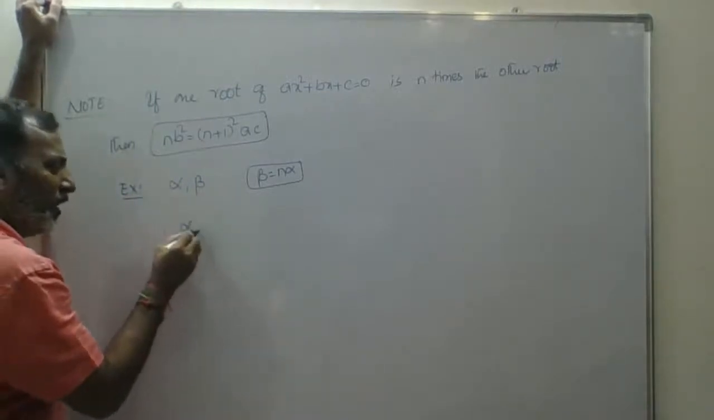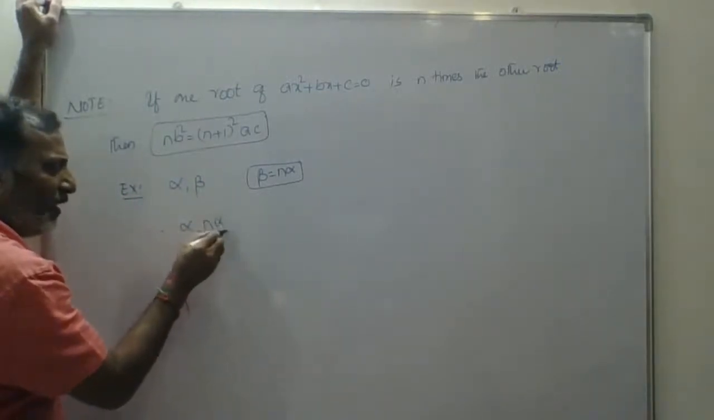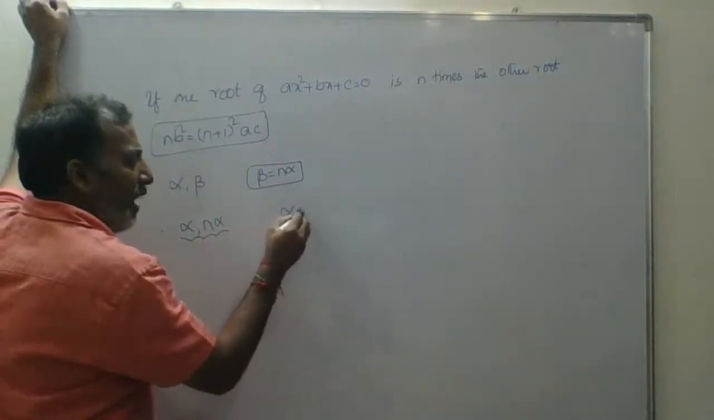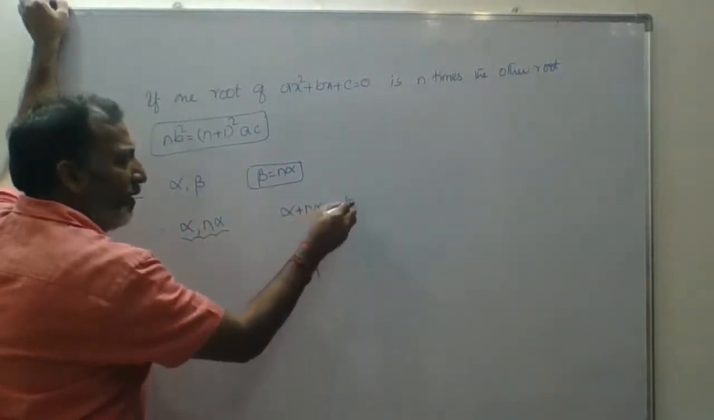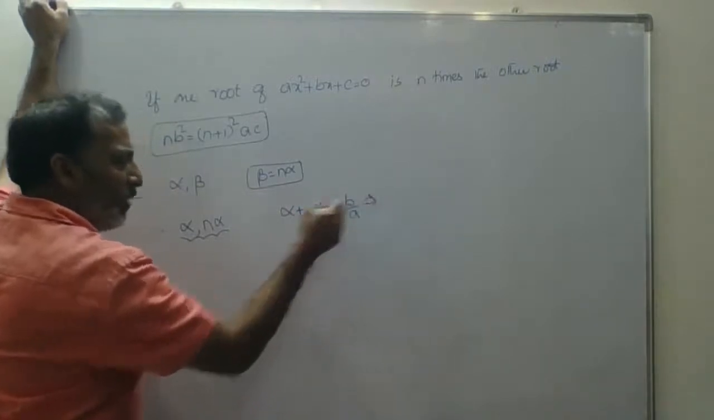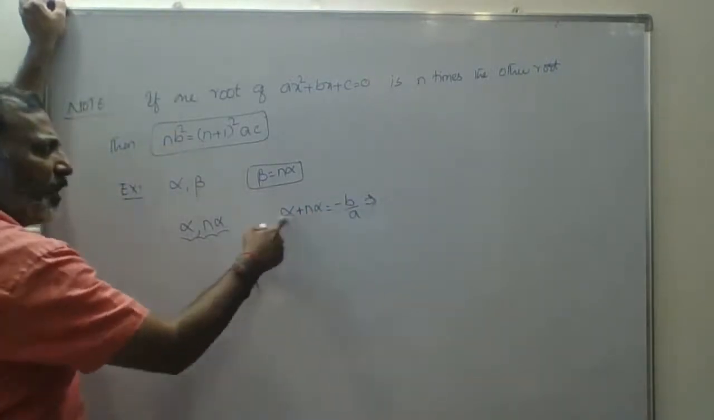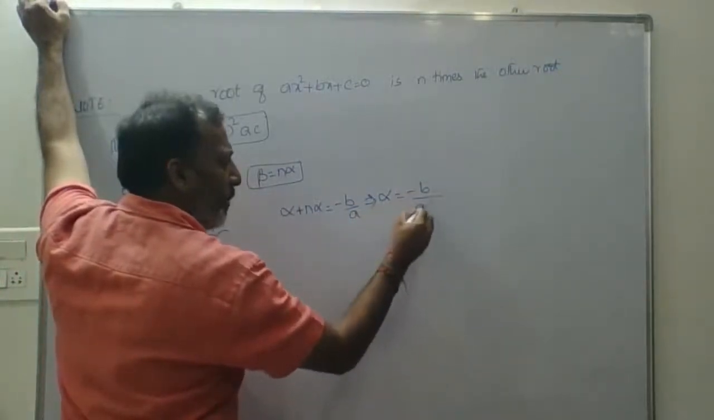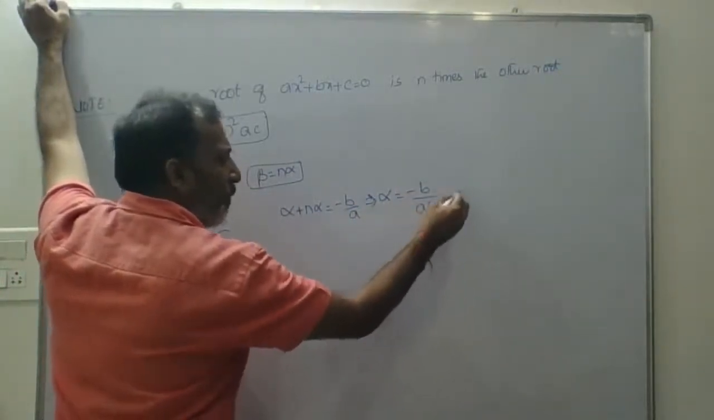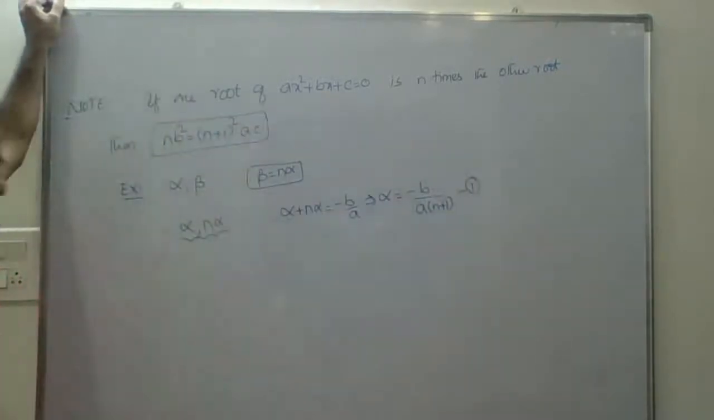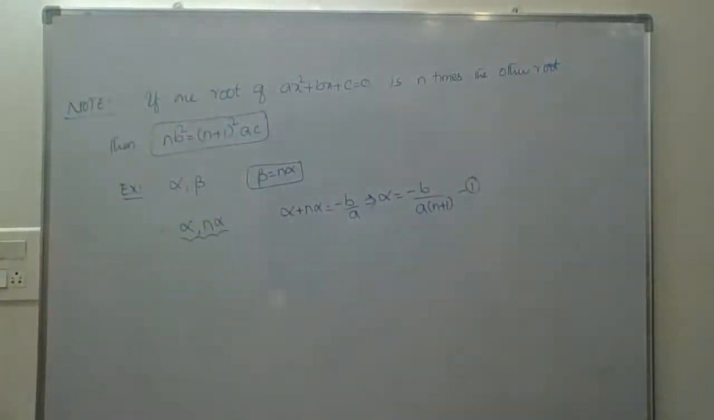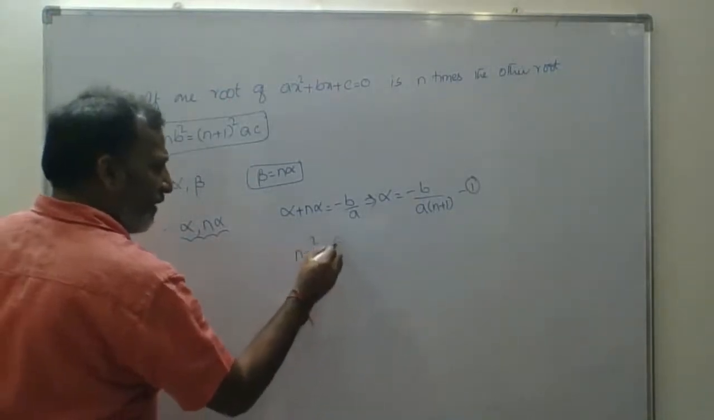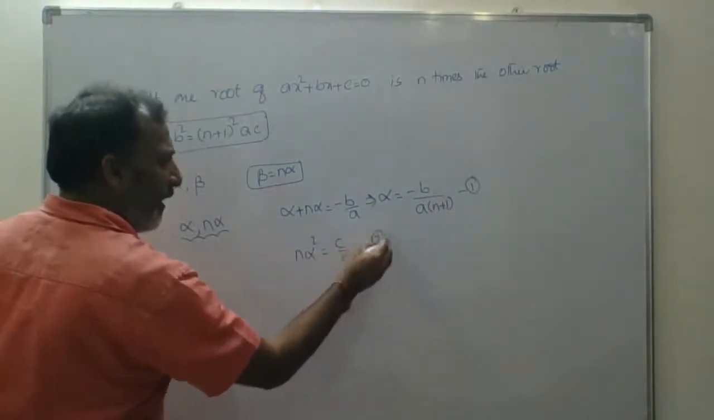Therefore, what are the roots? Alpha and n alpha are the roots of the equation. What is the sum of the roots? Alpha plus n alpha is minus b by a. That implies, taking alpha common, alpha is equal to minus b by a into (n plus 1). Okay, sum of the roots. What is the product of the roots? n alpha square is equal to c by a.